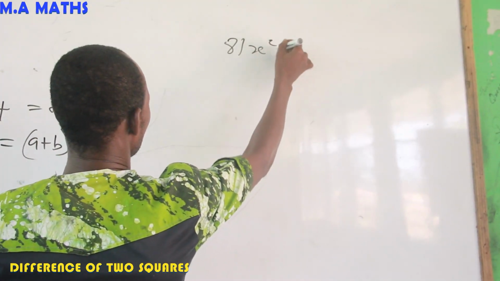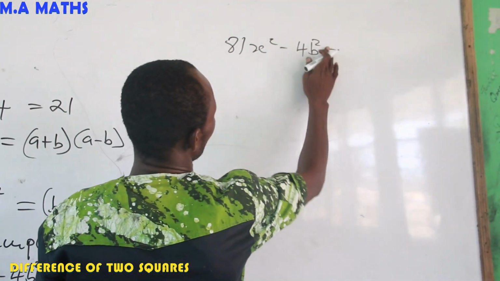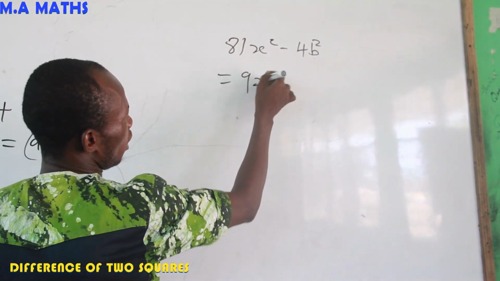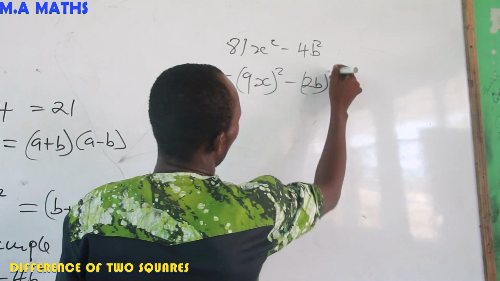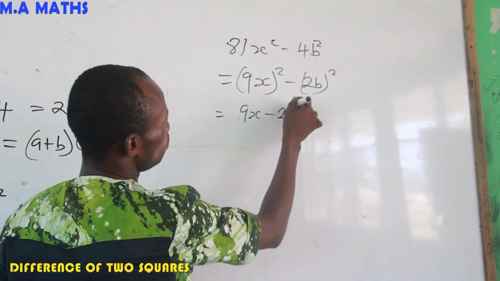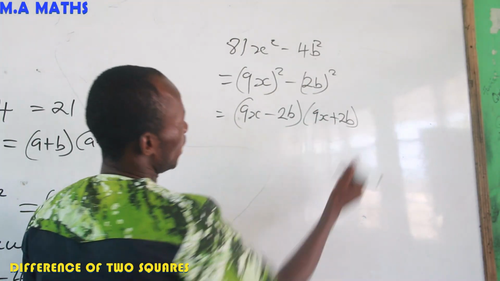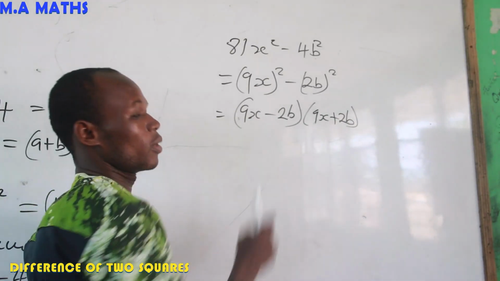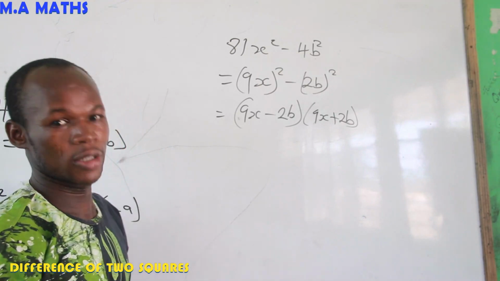So I have 81x squared minus 4b squared. 81 is a perfect square of 9. So we have 9x all squared minus 2b all squared. With this one, I can have 9x minus 2b, 9x plus 2b. Yes, I have decided to exchange the positions. I have brought the negative to this place, the positive to this place. Multiplication is commutative. It does not matter the arrangement. However you arrange it is correct.